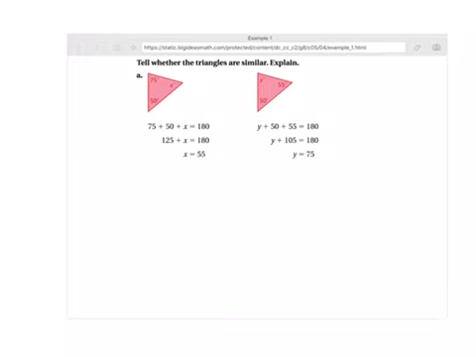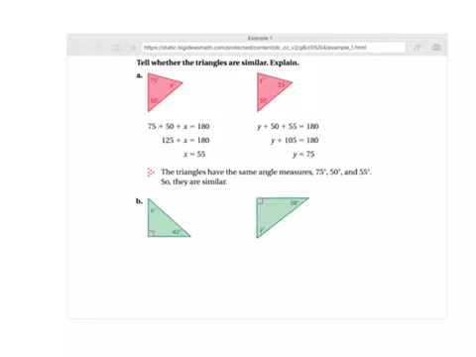So now you can see that the three different angles are 50, 55, and 75. This means that these two triangles are in fact similar because they have the same angle measures. Okay, let's look at B.